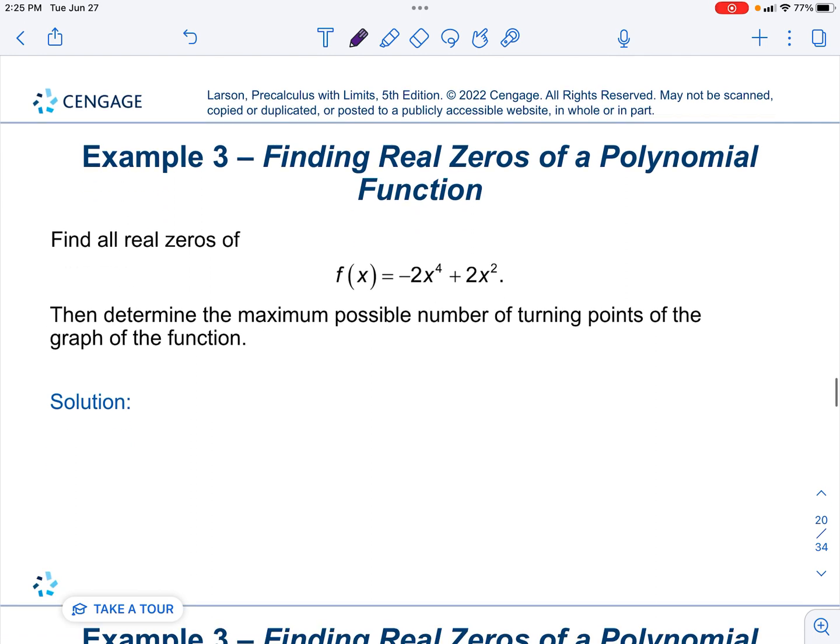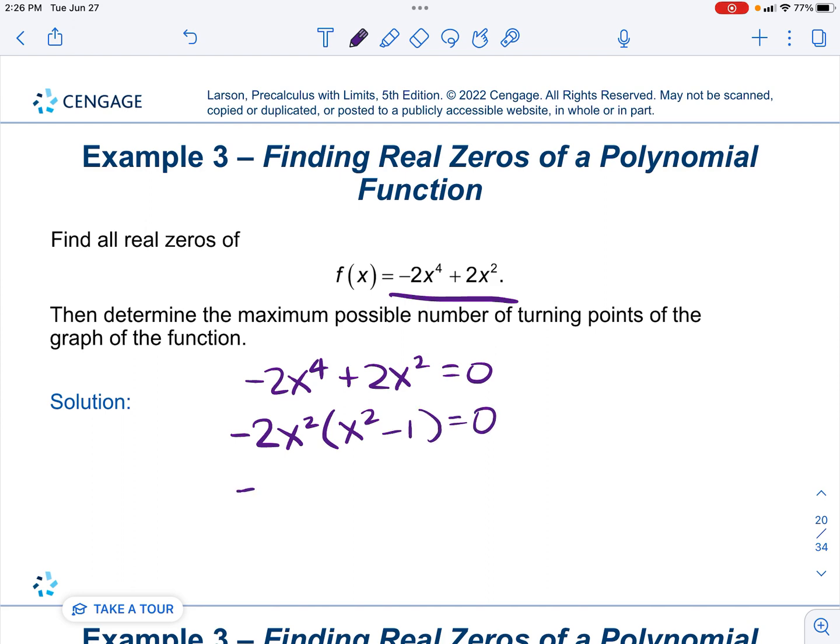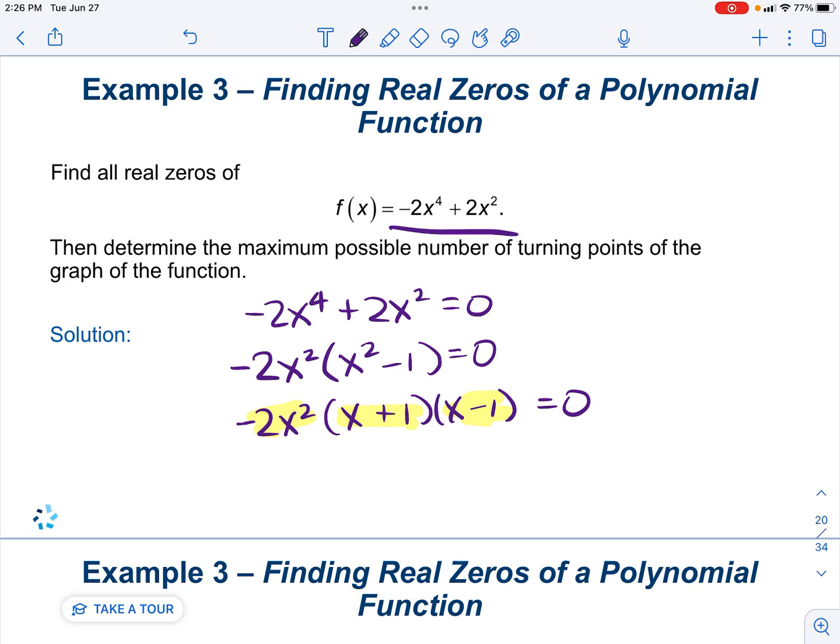So find all the real zeros. What I have to do if it asks for zeros is write the function and set it equal to 0 and solve. Often factoring is going to be our best bet, depending on the polynomial and if it's factorable. So here I'm going to factor out the greatest common factor. I'm going to take out a negative 2x squared. That leaves me with x squared minus 1. X squared minus 1 is also factorable. So I'll factor that into x plus 1, x minus 1, and now I have 3 factors. 1, 2, 3. When you're solving by factoring, you set each equal to 0 and solve.